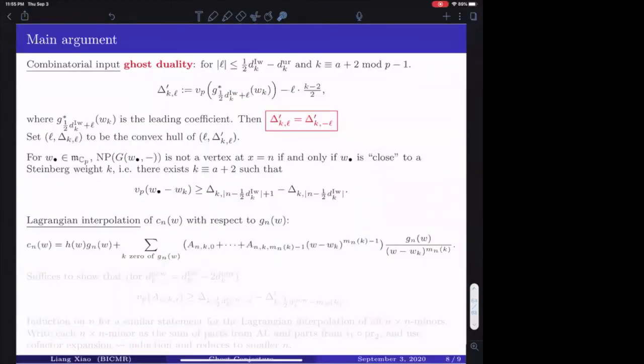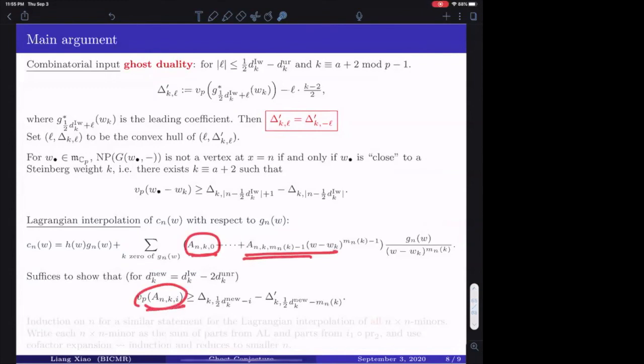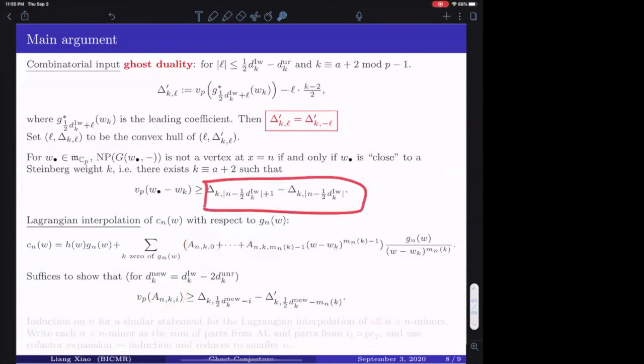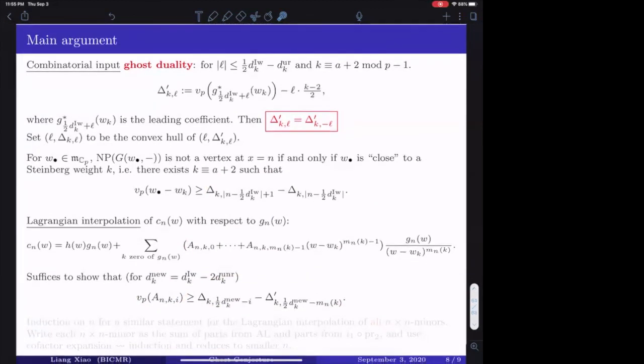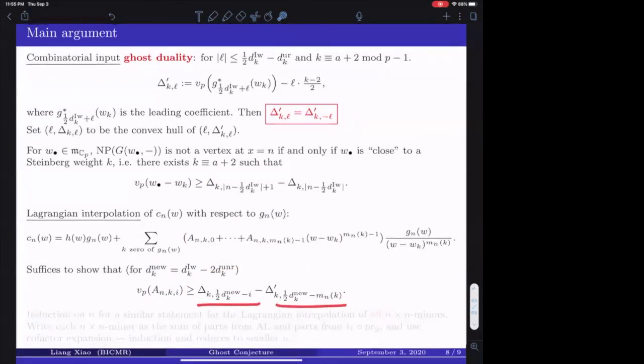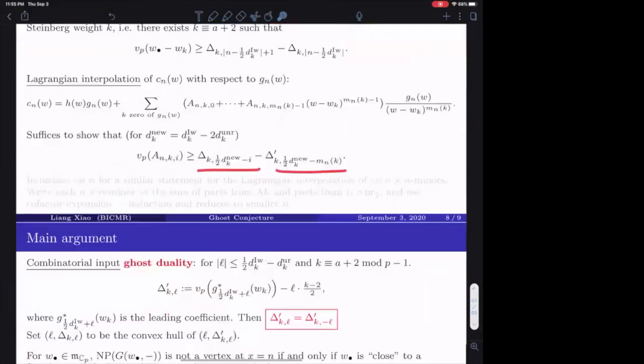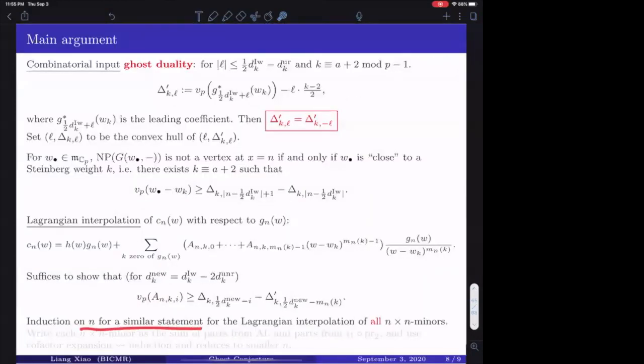So maybe I'll skip the last part. The way to actually make it work is that I have this characteristic power series, and I do a Lagrange interpolation with respect to the Gauss series and see how these two are different. And then we reduce the proof to bounding the coefficients of the remainder terms of the Lagrange interpolation using these deltas. And there are also subtleties that we have to do a delta minus delta prime. It's a bit annoying. And then we run induction on n.